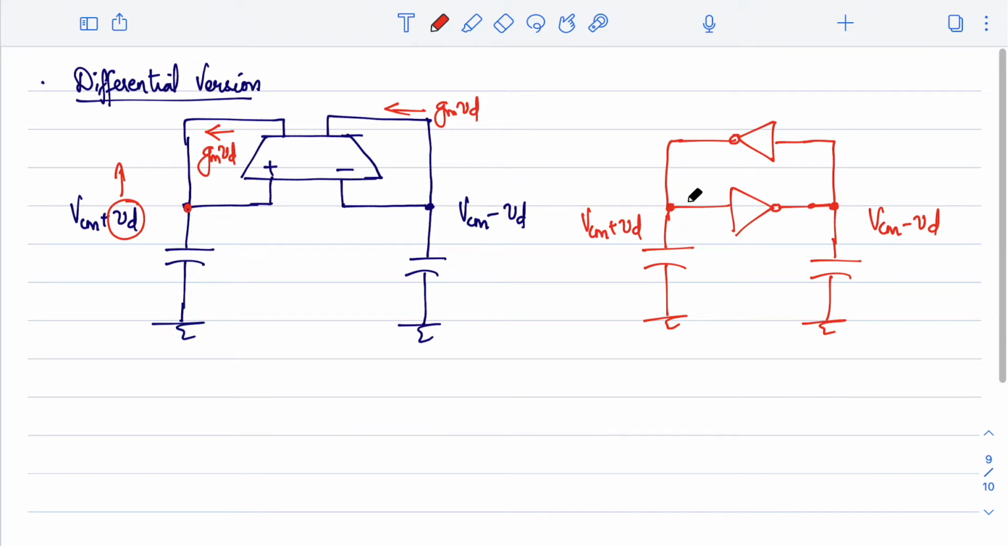If this VD goes up, we should think that the VCM voltage, or the common mode voltage, should be the switching threshold of the inverter, right? So now if your VD goes up above the threshold, what will happen? This will go low, and that will trigger this to go high. Ultimately, this node will go to a high voltage. At the same time, this node will go to a low voltage. Does it make sense? So if VD is greater than 0, the node VCM plus VD will go higher and higher.